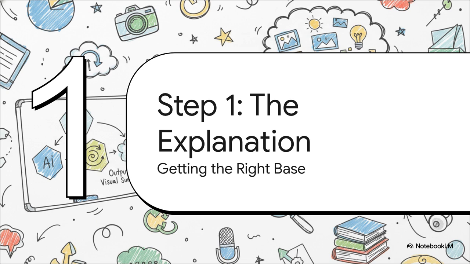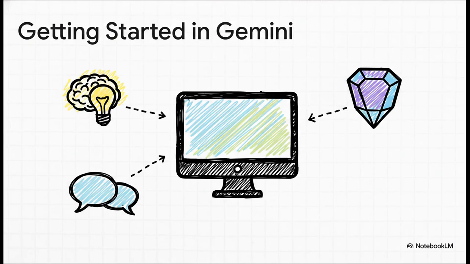The first step is all about getting the foundation right. We need a clear, solid explanation. Okay, so for this, we're going to be using Google Gemini. And there are two little things you have to do to set it up right. First, make sure you activate thinking mode. That just helps the AI reason a little better.